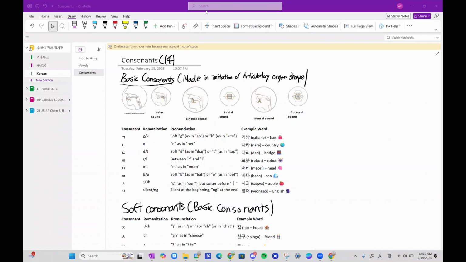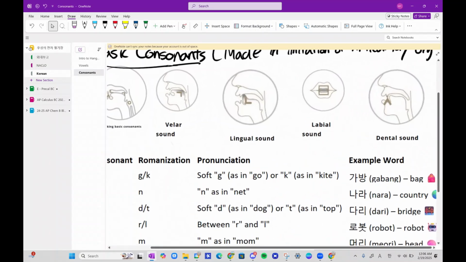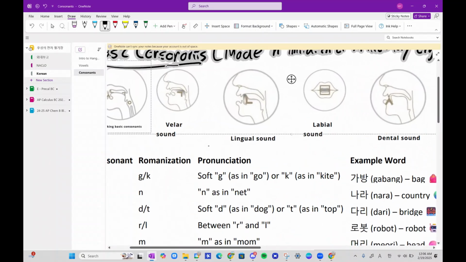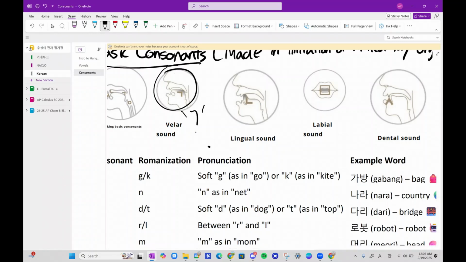There are 14 consonants in Korean, and the basic consonants were made in imitation of bodily organs. What they did was observe the shapes of the bodily organs when producing a sound, and they made letters that resembled the shapes when observed laterally. So this, for example, letter hyuk, which has a sound of a G, when you observe your body on the lateral side, it kind of resembles this letter over here.